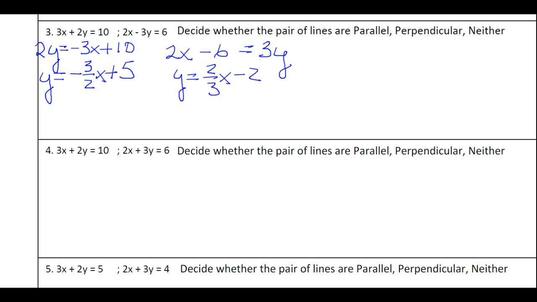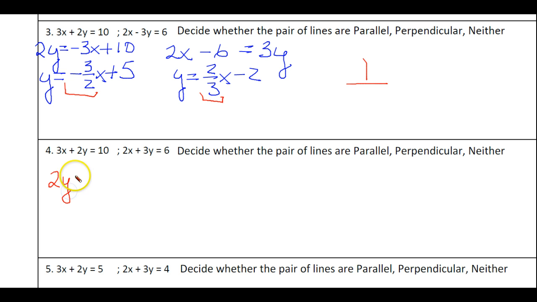Now I'm going to compare my slopes. Here the slope is negative 3/2. Here it's a positive 2/3. This is the negative reciprocal of this. The product of the slopes is negative 1, so the lines are perpendicular. That's the symbol for perpendicular. All right, give this one a shot.